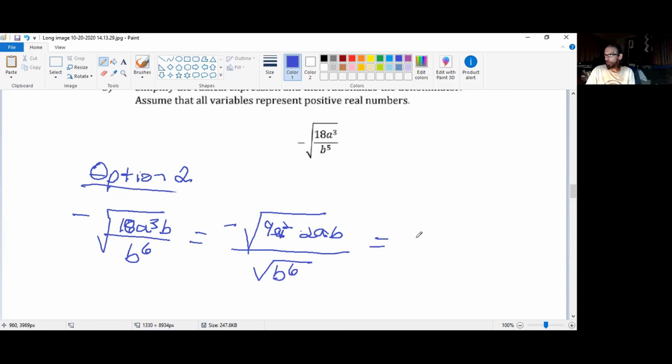Square root of 9 is 3. Square root of a squared. Basically what we're doing is dividing by the index of 2 in this case, because it is a square root. Don't forget that negative. I don't know if I forgot it in option 1 at some point. If I did, my apologies. And then dividing that 6 by 2. We've got b cubed.